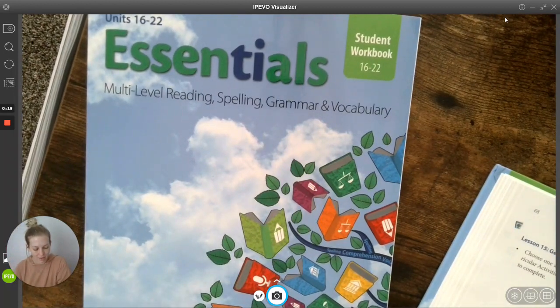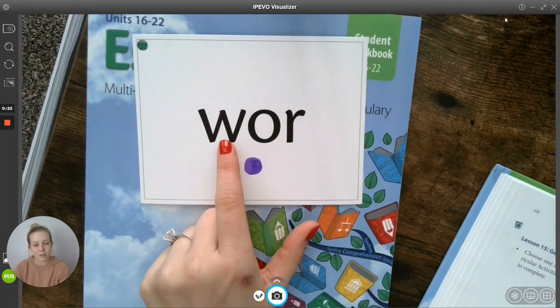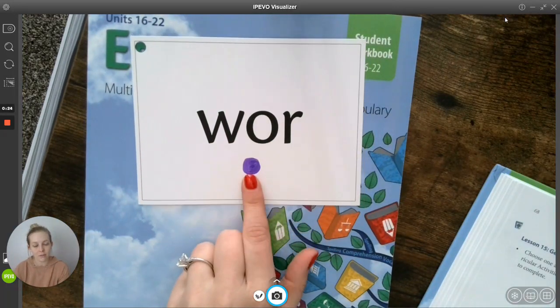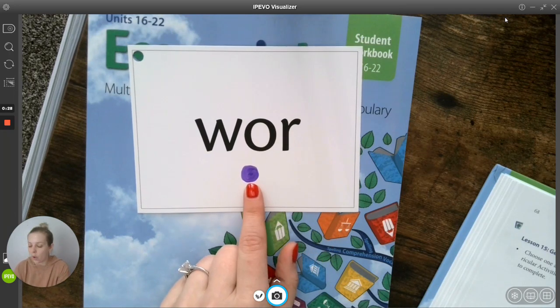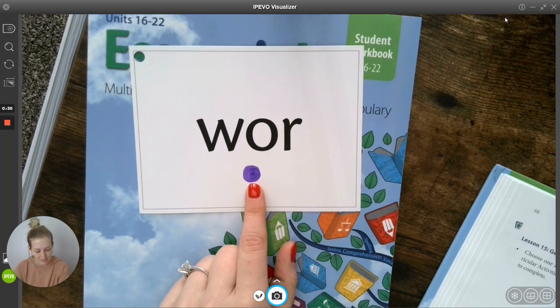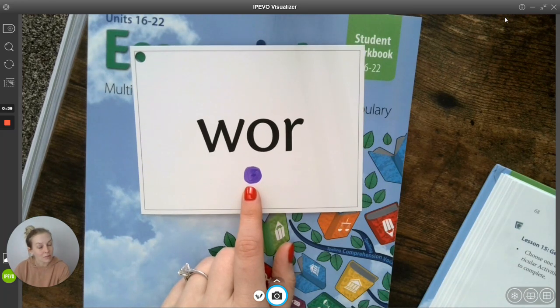Alright, today we have a new phonogram to learn. This is our phonogram, W-O-R. As you can see, it has one sound. The sound is whir. Say whir. Whir. Is this a consonant or a vowel sound? What do you think? Whir.